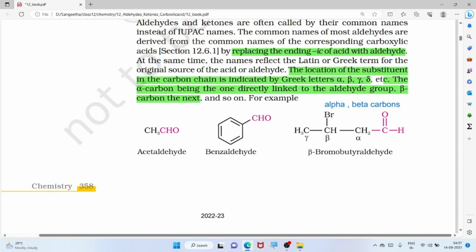What is the alpha hydrogen? This is the functional group aldehyde, connected to the carbon chain. The first carbon is the alpha carbon. The hydrogen attached to this carbon is the alpha hydrogen. Alpha hydrogen here, then beta, gamma.